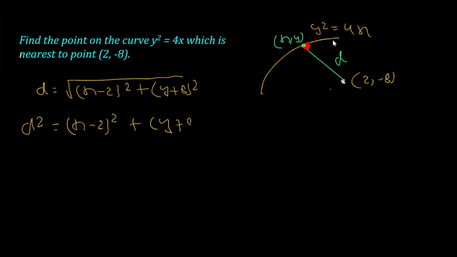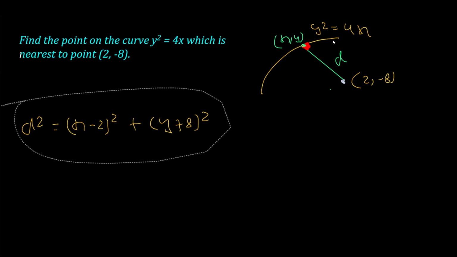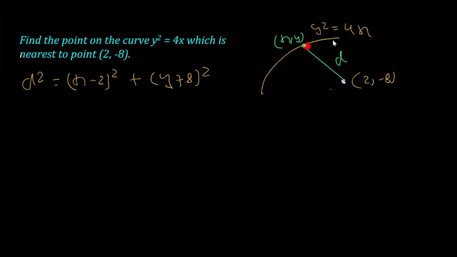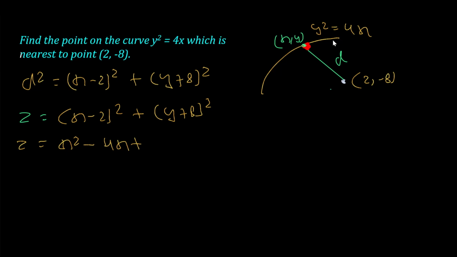Now next what we are going to do is to replace this d square with z, right? So you know that as d square will minimize, z will also minimize. So we'll do expansion first. So this is z is equal to, applying a plus b whole square, a square minus 2 times ab, that is 4x, plus b square, that is 4. On the other side it is y square plus 16y plus 64.